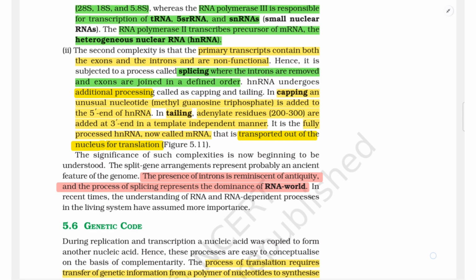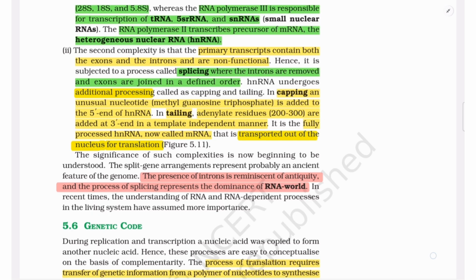The significance of such complexities is now beginning to be understood. The split gene arrangement represents probably an ancient feature of the genome. The presence of introns is reminiscent of antiquity, and the process of splicing represents the dominance of the RNA world.